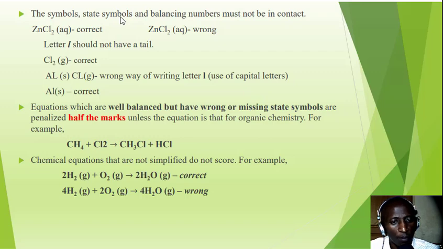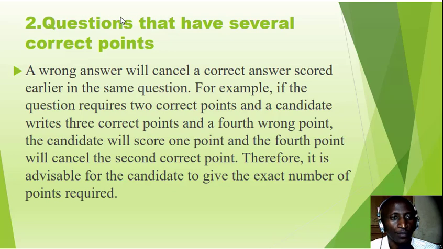Chemical equations that are not simplified will not score. Take for example the reaction that I've shown there between hydrogen and oxygen. We balance that by having 2 molecules of water or 2 moles of water. And in the second equation, we have a common factor there too. That shows that that equation is not simplified and it is wrong. So always, learners, let us simplify our equations as we give the final answer.